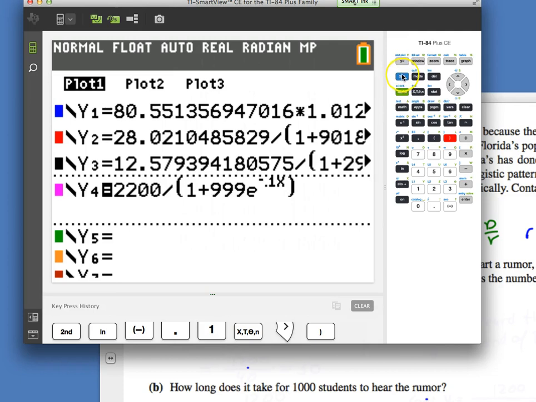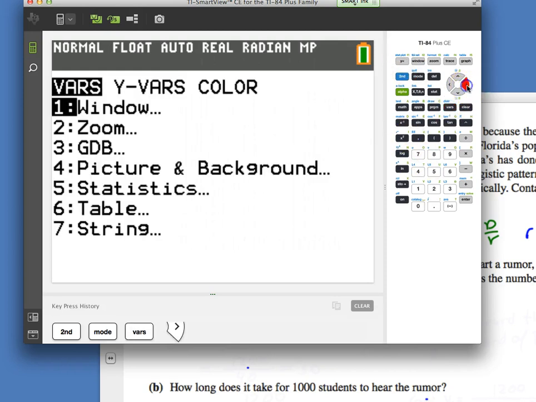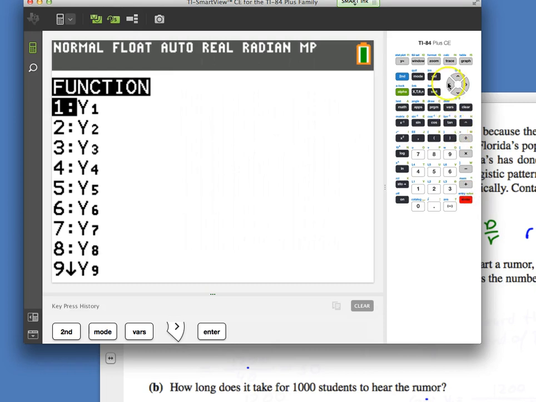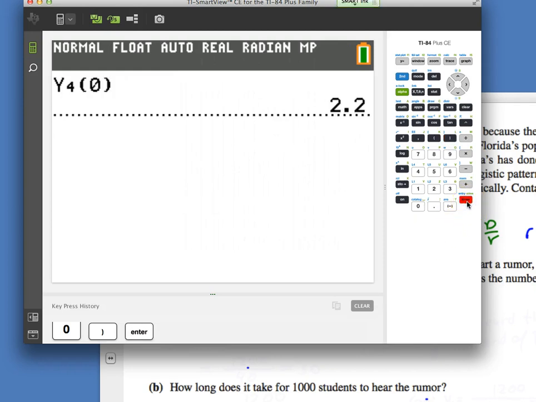So now I'm going to hit my second quit, and now I'm going to go to my vars, and I'm going to open up Y4. It's kind of a pain in the butt this first time, but now that it's out, I'm going to put in my left parenthesis and put in 0. And I know people are like, well, dude, it's easy, it's 0. But check it out, that's 2.2. And now I hit my second enter, it brings everything back.